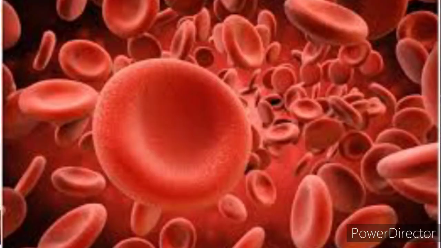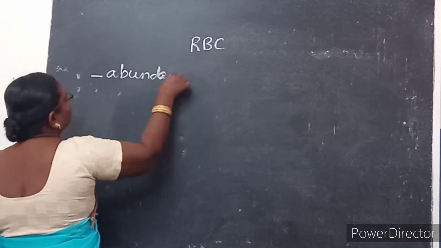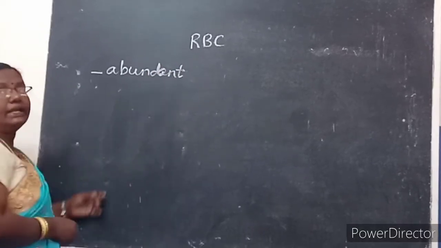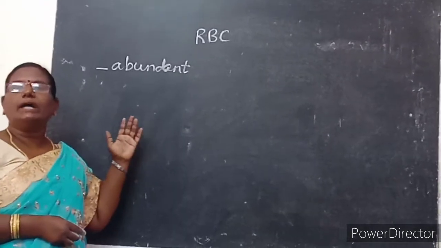Next we will learn about the RBC, that is red blood corpuscles. Red blood corpuscles are abundant in number when compared to the other blood cells.